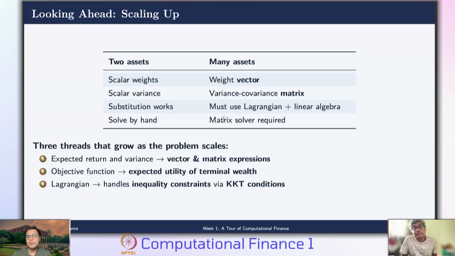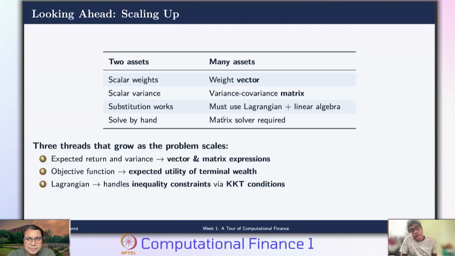Right. So whatever we had as sigma b square, that's not going to be enough. You first need the variance for each of the assets, but you also need to know how the risky assets relate to each other, how they are correlated. So that is going to play a huge role.